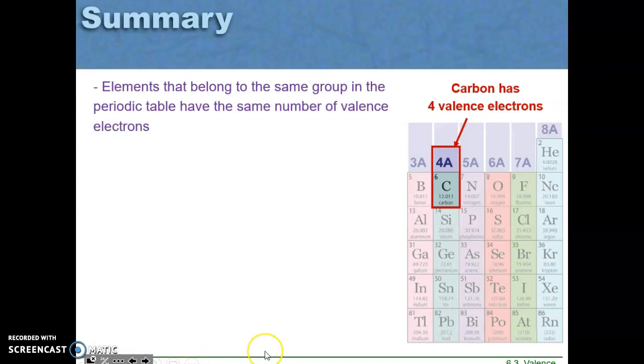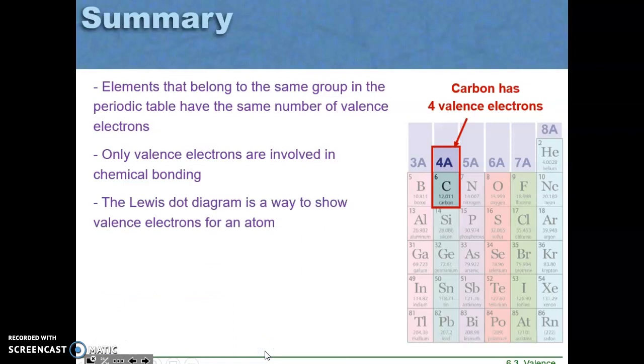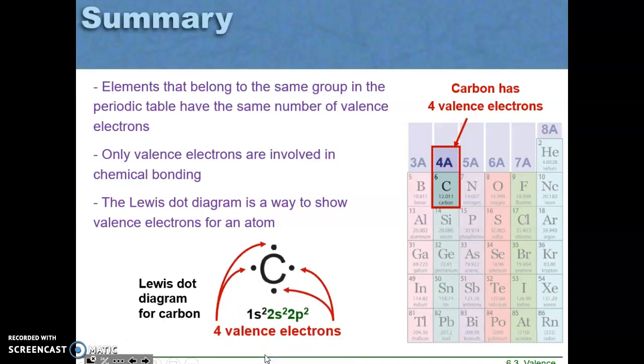In summary, elements that belong to the same group in the periodic table have the same number of valence electrons. Only the valence electrons are involved in chemical bonding. A Lewis dot diagram is a really great way to show valence electrons. And there's an example of a Lewis dot diagram and an electron configuration showing our highest level S and P valence electrons. And that concludes our Chapter 6 notes.